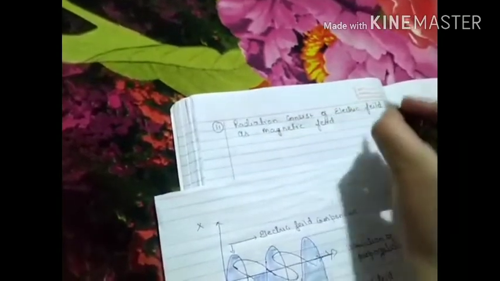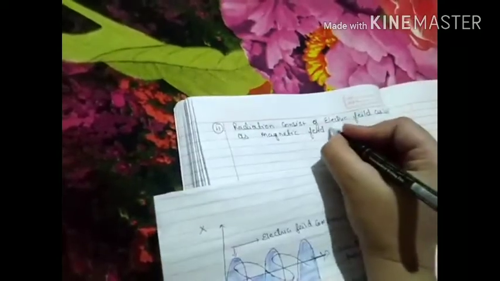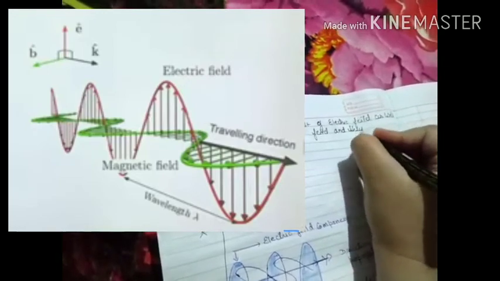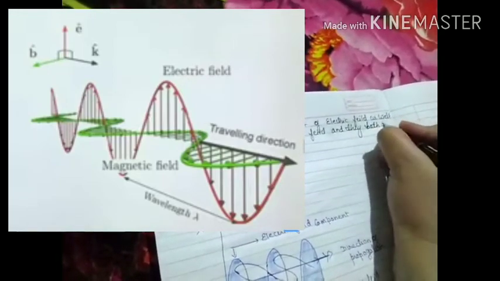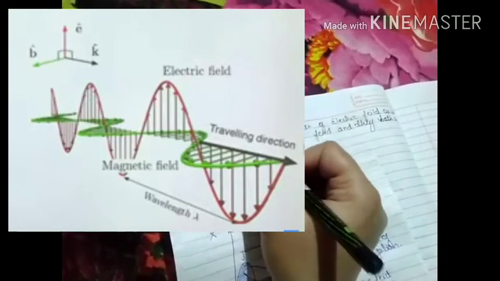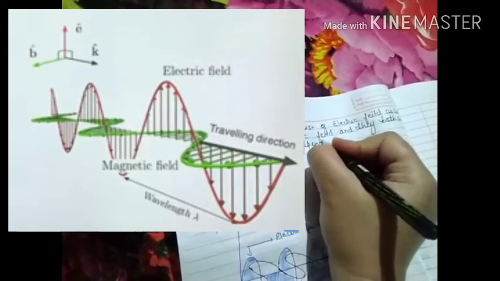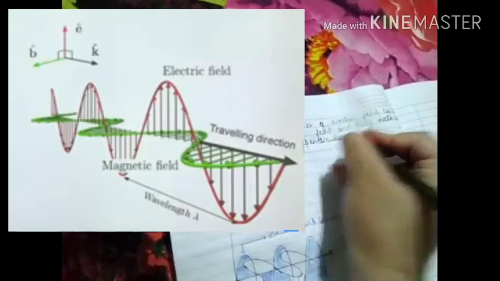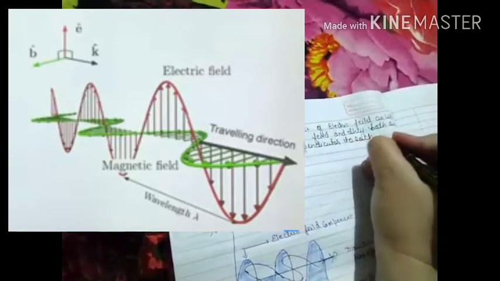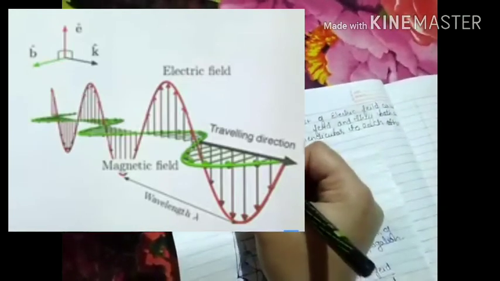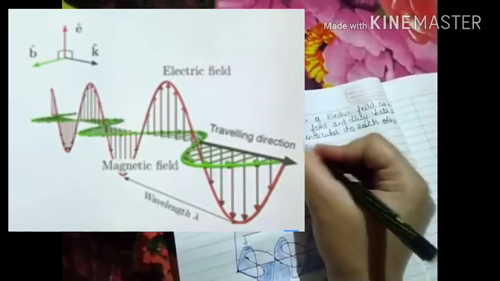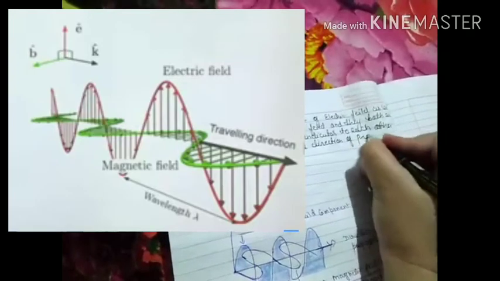Clear? So radiation consists of electric field as well as what, magnetic field. Clear? And they both are perpendicular to each other, and they both are oscillating perpendicular to each other and to the direction of propagation.